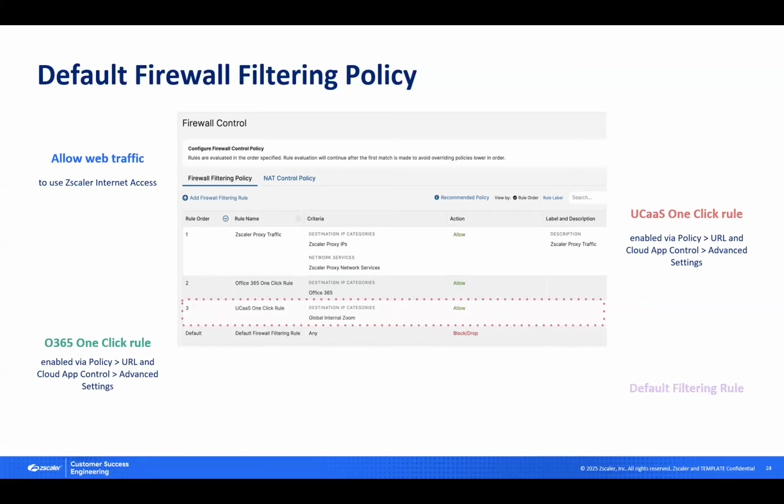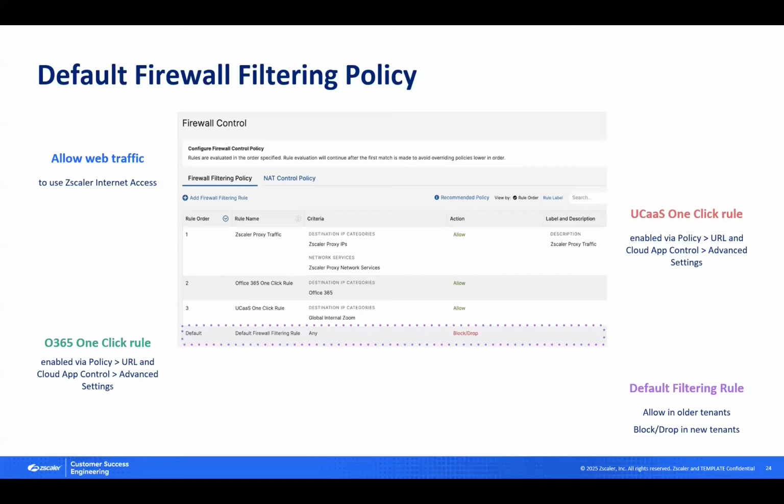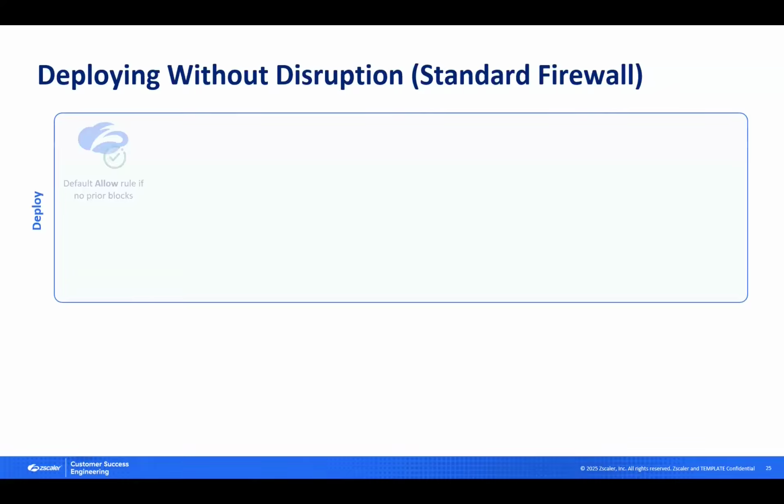Finally, at the bottom we have a default filtering rule. For newer tenants, this will be block drop, but you may find if your tenant is older that this policy is set to allow. Note that at this stage, even if these policies are configured, they are not being applied to any traffic until firewall has been enabled on locations. Let's take a look at what it takes to deploy firewall without causing a disruption.